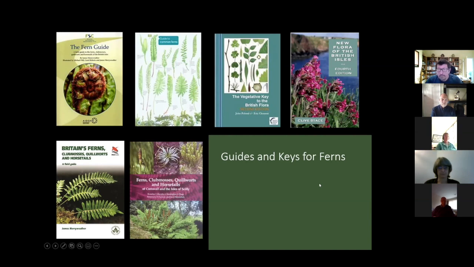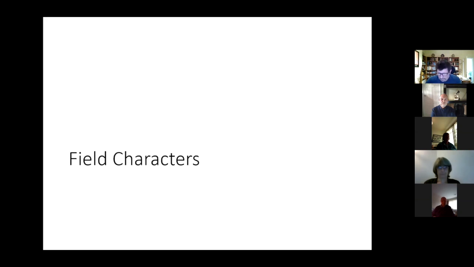Okay, so that's the main keys you use. I'm not going to recommend you use any of them, but I'm going to go through some of them and some of the features they have during the talk. So, first thing you do is go out to the field and you look at your ferns. So let's have a look at some field characters.